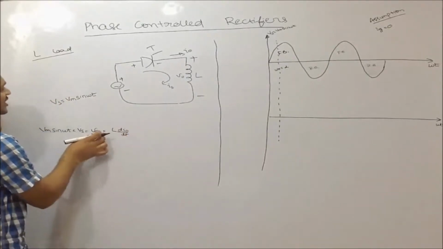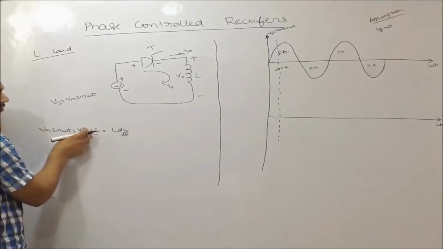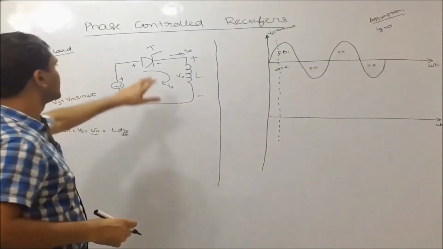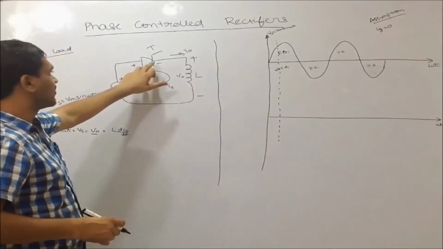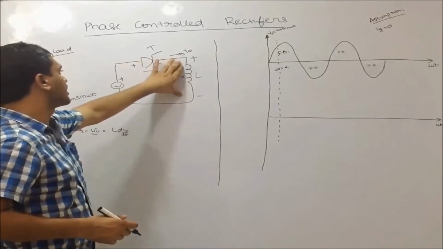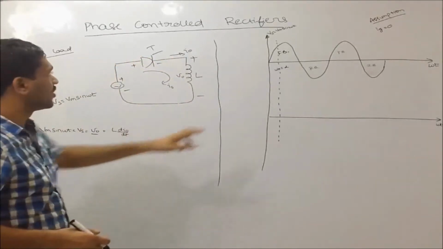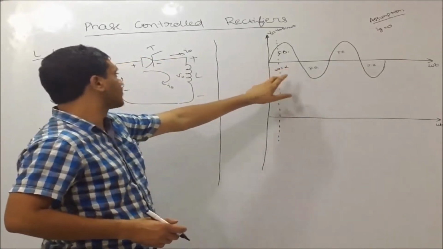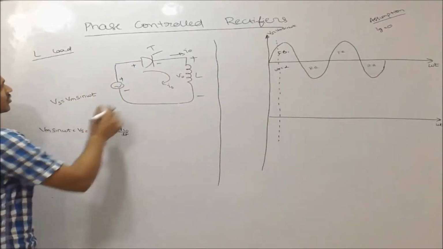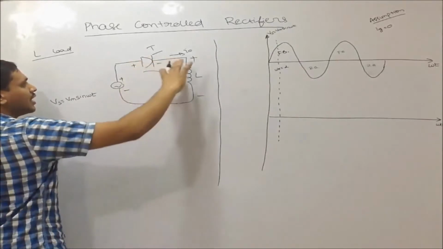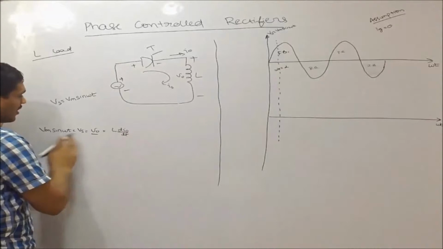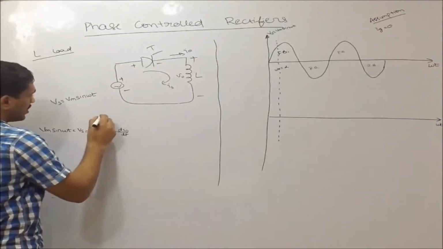V0 is similar to Vs whenever this thyristor conducts. If it doesn't conduct, V0 is 0, I0 is 0. Whenever it conducts, V0 equals Vs. I have fired this at omega t equal to alpha. Then this equation holds true because the thyristor acts as a short and the output is connected to the input. Then I can apply the KVL equation. This is the instantaneous voltage.